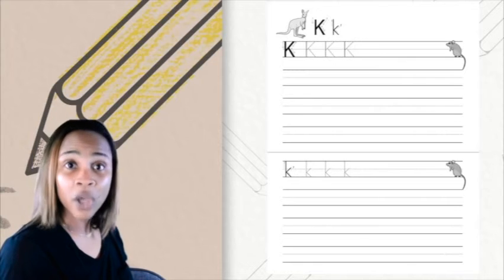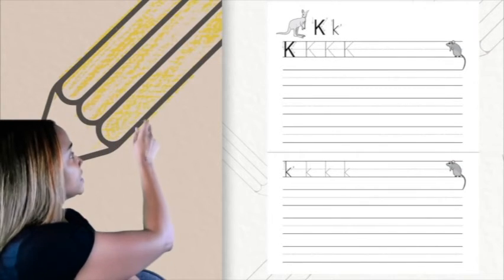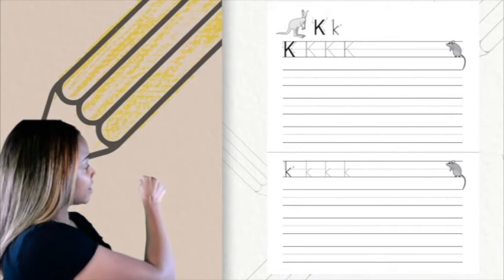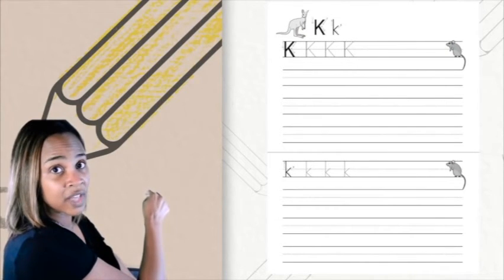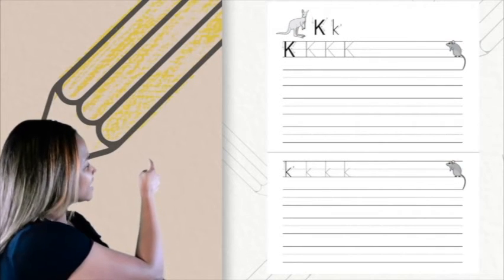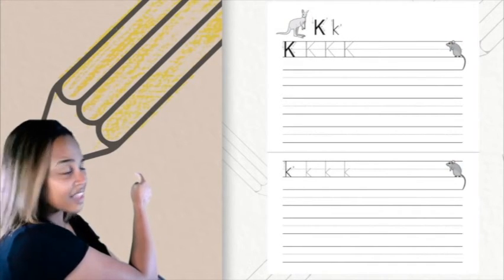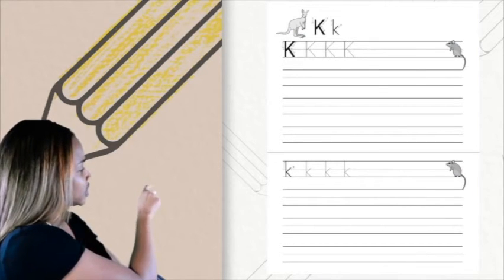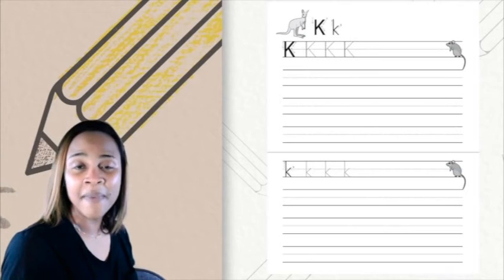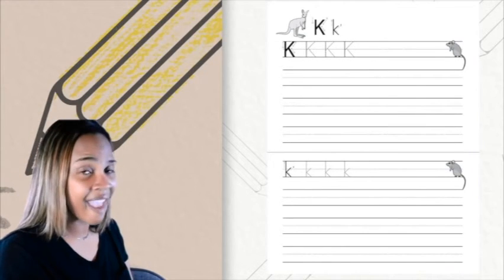Now let's try the lowercase k. We're going to put our pencil at the headline, drag it all the way down to the foot line, then come just a little bit below the belly line, slant it in, touching that line at the bottom, and then push it back out and touching the foot line. And we've made the lowercase k.